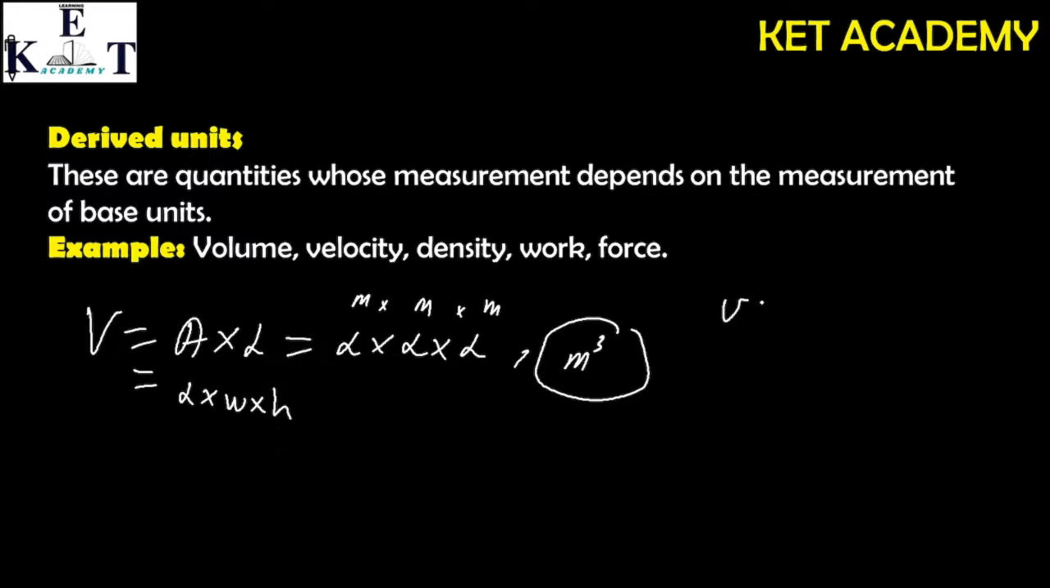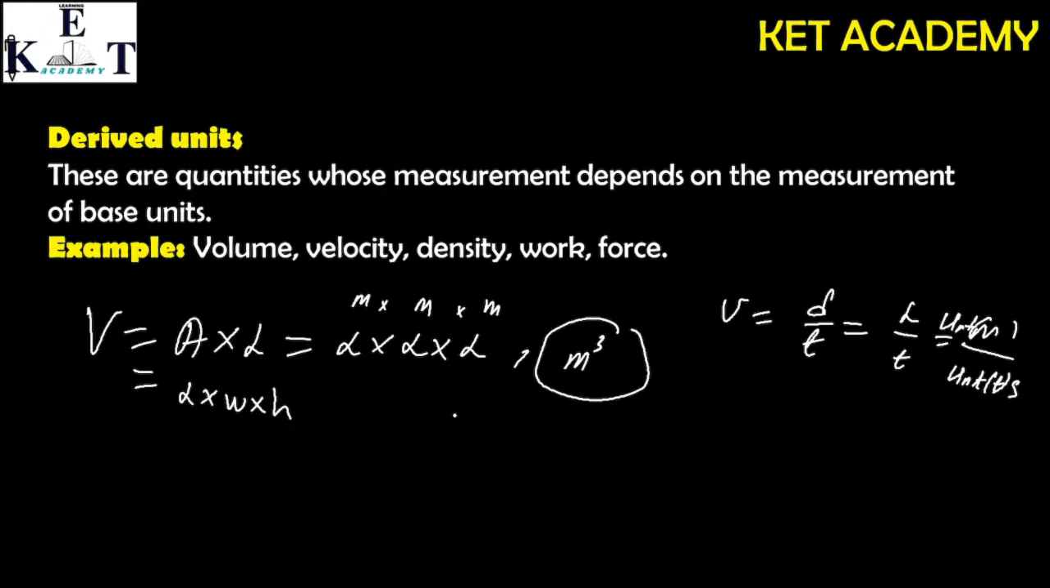The same thing applies to velocity. Velocity can be calculated as distance over time. We know distance is also a length, and time are both base quantities, and length is measured in meters. When we are talking about the unit, you should always make sure you write the unit, and the unit of time is second. So when talking about units, we should always make sure to write them.